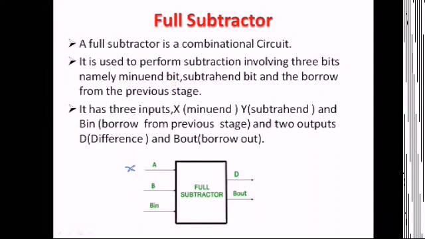X, Y and B in, and there are 2 outputs, D, that is the difference, and B out is the borrow out. So in half subtractor there were 2 inputs and 2 outputs, but in full subtractor there are 3 inputs and 2 outputs. 3 inputs means X, Y and borrow from the previous stage. So let us go to the next slide.